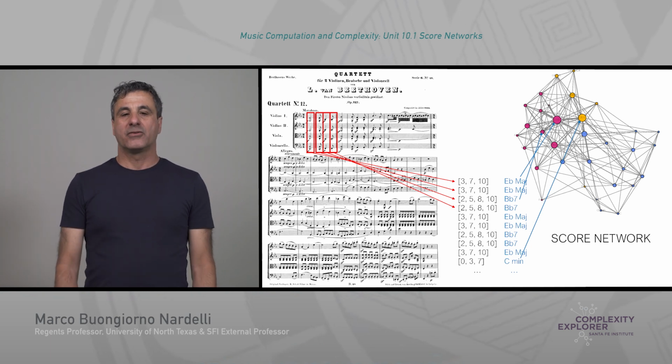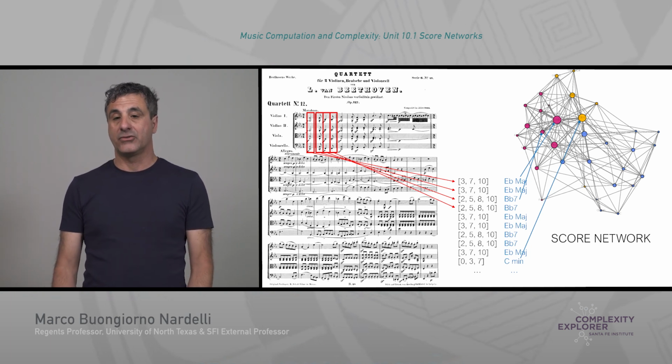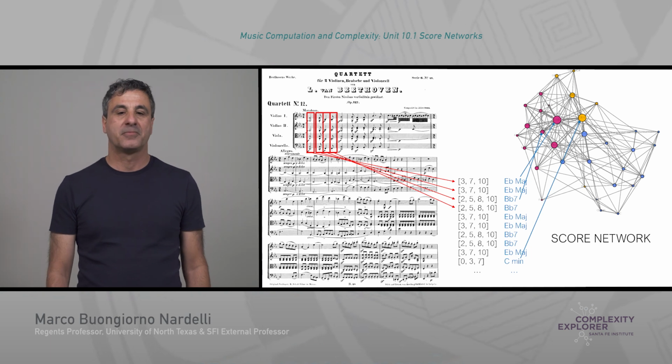So what I'm doing is slicing the score in terms of chords. I look at the score vertically. You see these red rectangles. Each rectangle is a chord, and as such is represented as a vector. And each vector is a node of my network.